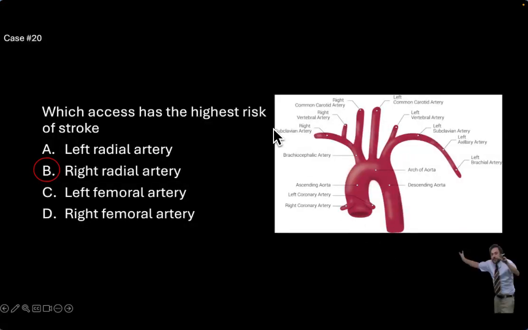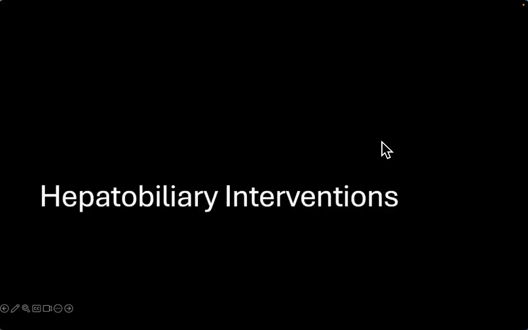If you do right radial, you're going to be coming across, and you're going to cross all of these great vessels coming off of the aorta, increasing the probability of flicking off some plaque going cranially and causing a stroke. So right radial artery has the highest access risk of stroke. All right, and that is anatomy. So we'll go on with part 2 here shortly with hepatobiliary interventions.